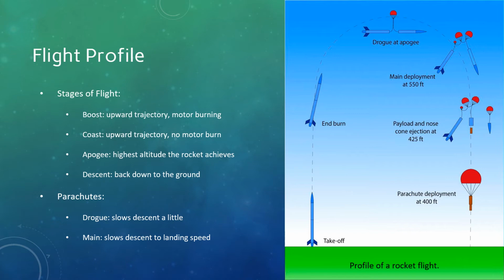In this diagram, there are two main parachutes. It can be one parachute. That's just the way this one is in particular. This particular flight also had a payload deployment, and so there are flight events and parachutes associated with that if you're doing that. But for a basic rocket flight, it's drogue and main parachutes.